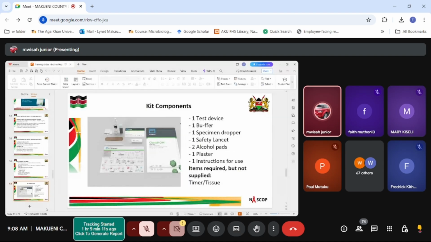Kit components: we have 1 test device, 1 buffer, 1 specimen dropper, 1 safety lancet, 2 alcohol pads, 1 plaster. After you prick yourself, you cover it with an elastoplast. Then the instructions for use list items required but not supplied. It is a timer and a tissue. So the client needs a timer and a tissue.